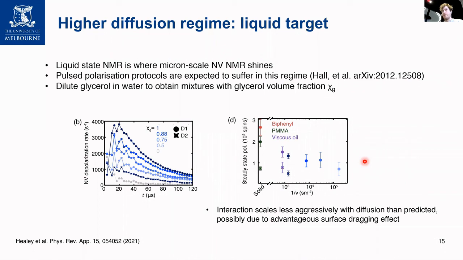But one valid interpretation is that we have some dragging at the diamond surface, which is leading to locally decreased diffusion, and hence more efficient polarization transfer than would be possible in the bulk, where these dynamics would be unchanged. So again, future work's needed to say that for sure, but if that is the case, that would be pretty promising for the prospects of liquid state hyperpolarization using NV centers.